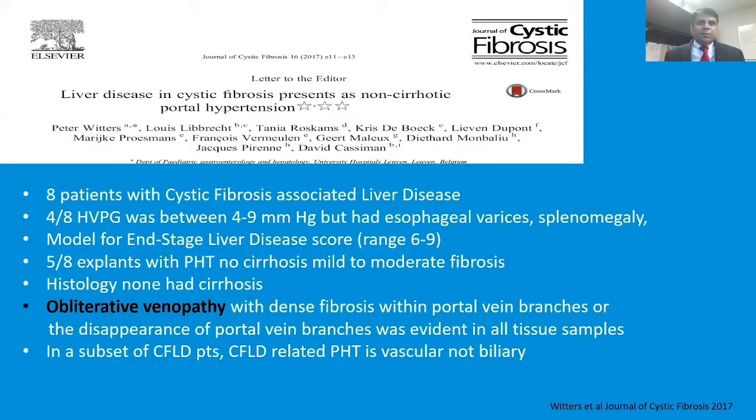Dr. Wetters et al. published another paper in Journal of Cystic Fibrosis in 2017. They studied 8 patients with CFLD, portal hypertension, who underwent liver transplant. Half of them had HVPG measurements done, which were clearly below the cutoff for clinically significant portal hypertension. 5 out of 8 explants with portal hypertension showed no cirrhosis, but noted to have mild to moderate fibrosis. Obliterative venopathy was evident in all tissue samples. Hence, they proposed again, in at least a subset of CFLD patients, portal hypertension is not due to biliary cirrhosis, but corresponds to vascular change as in non-cirrhotic portal hypertension.